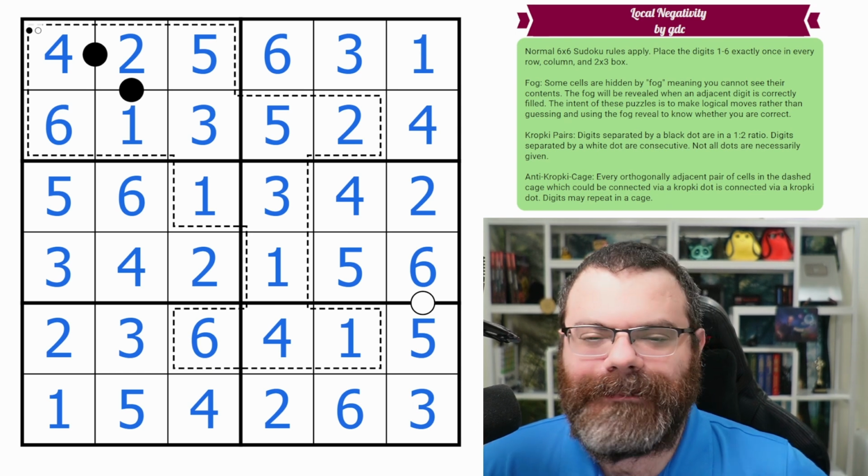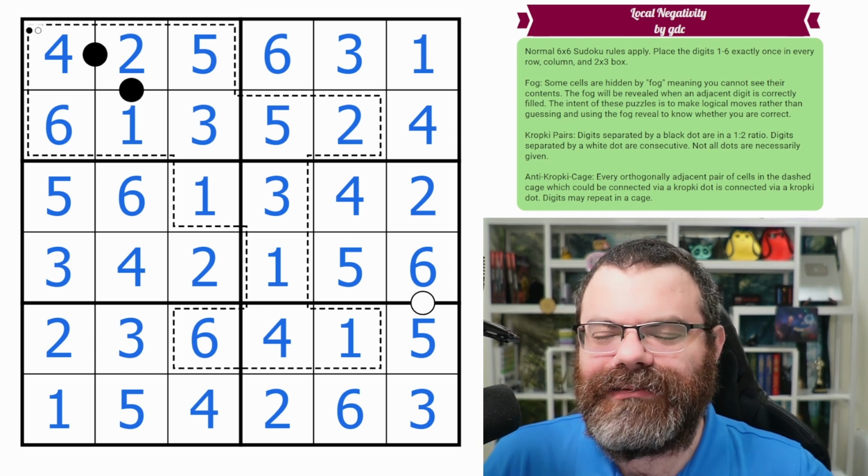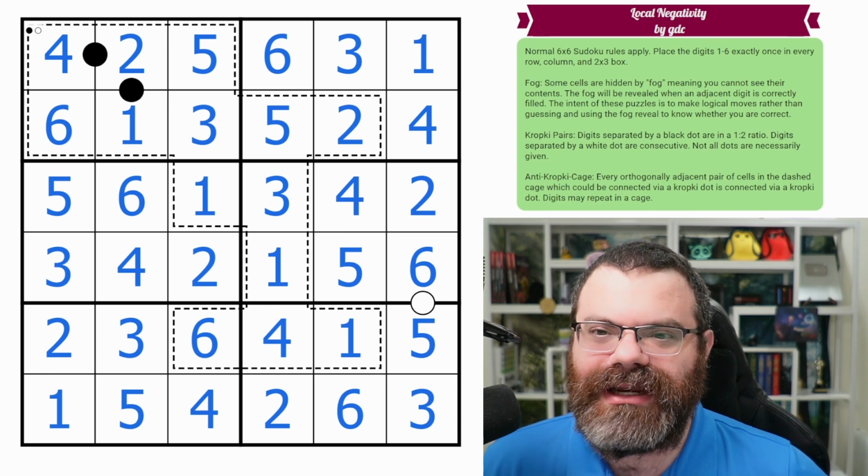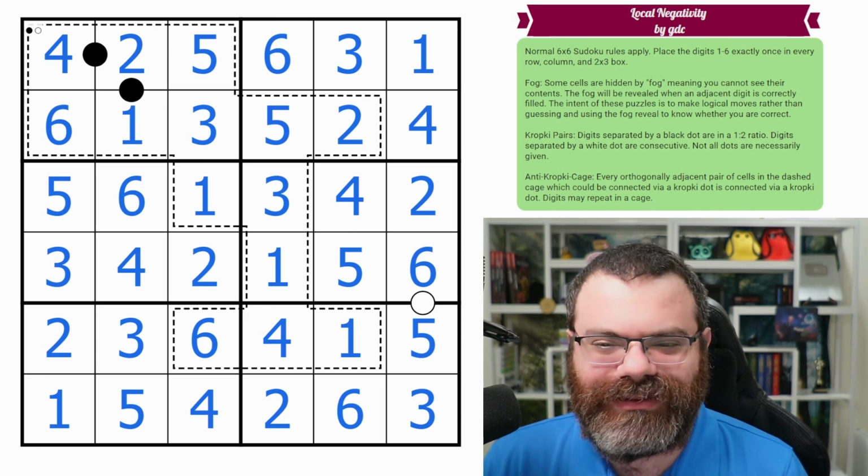All right. In 9x9, it's a little bit more open. It's still quite restricted, but in 9x9, it's a bit more open because you have more digits to work with.